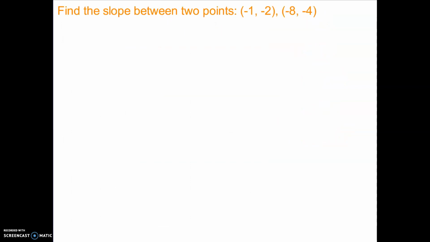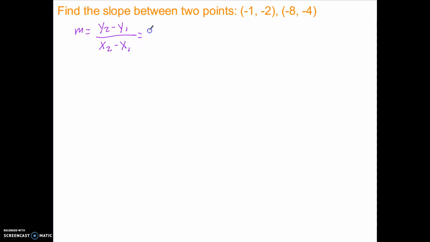And then for our last objective, here we're going to find the slope between 2 points. So let's say you're given 2 points, and we want to find the slope between these 2 points. And you're going to have to use the slope formula, which is given by y sub 2 minus y sub 1 all over x sub 2 minus x sub 1.